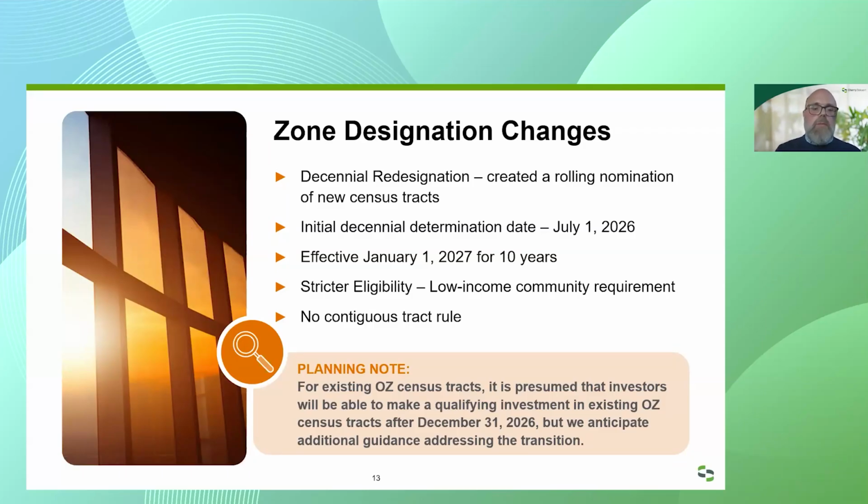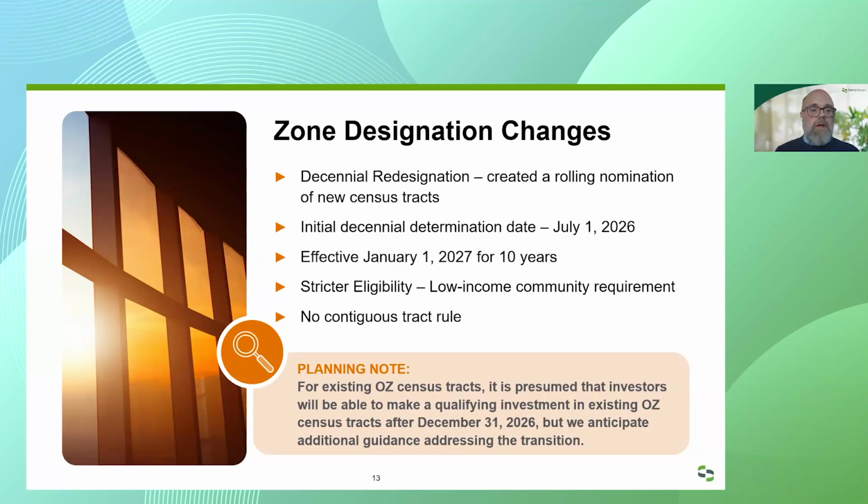And then once Treasury receives those nominations, Treasury has 60 days then to designate those tracts as opportunity zone census tracts. So the plan being by the end of 2026, we'll know the universe of opportunity zone version 2.0 census tracts, and then they will become effective as of January 1, 2027. So there is going to be an overlap of opportunity zone version 1.0 census tracts that expire December 31, 2028, and opportunity zone version 2.0 census tracts that become effective January 1, 2027. You're going to have a 2-year period where it's presumed that we'll have 2 sets of eligible tracts that qualified opportunity funds can invest in and make qualifying investments in.